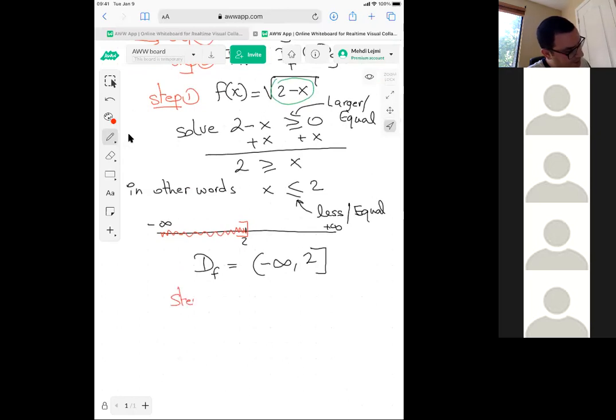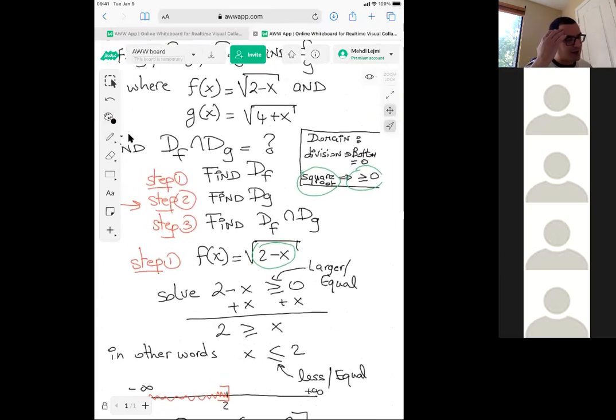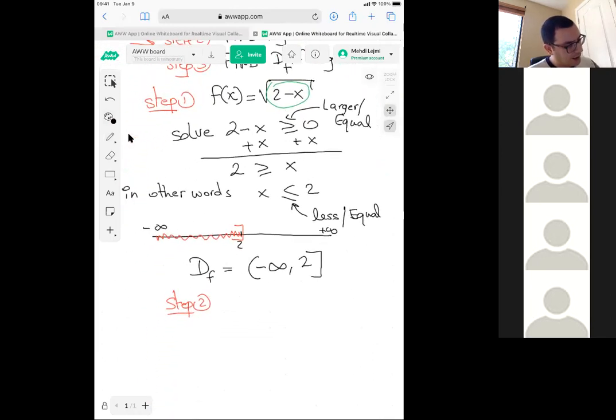Step number 2. My g is, where's g? G is the square root of 4 plus x, right? So g is the square root of 4 plus x. Okay, and we want to find the domain of g.